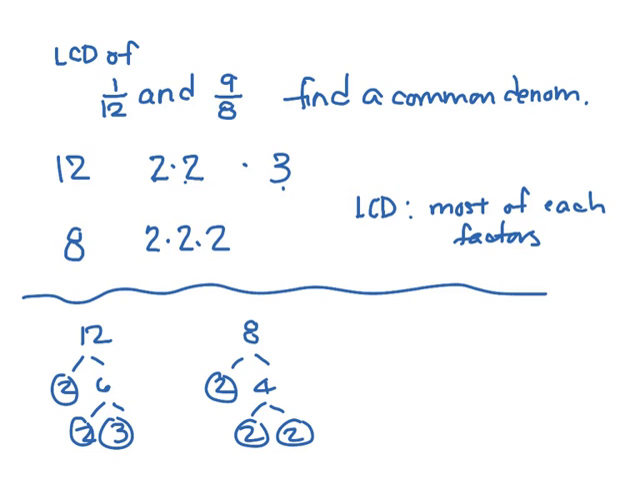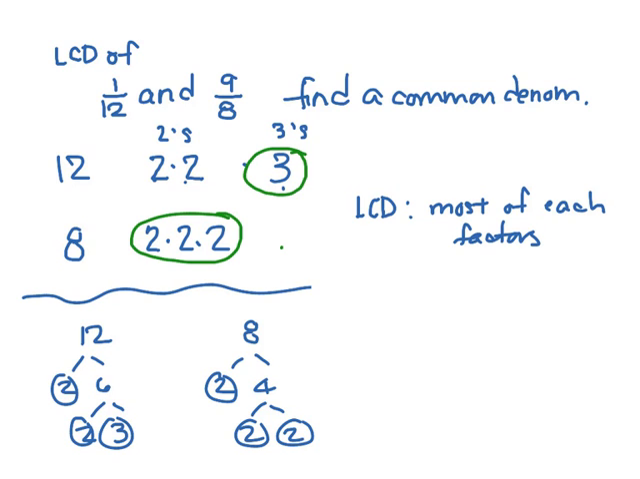So if I look down, this is my 2's column, and this is my 3's column. The most number of 2's that I see for each one of the numbers is 2 times 2 times 2, right? There's 3 of them. And 8 doesn't have any 3's, but we've got to keep track of our 3's also, right? So the least common denominator for 8 and 12 is 2 times 2 times 2 times 3, or 24. Okay, so that's the more methodical way of getting to your least common denominator.